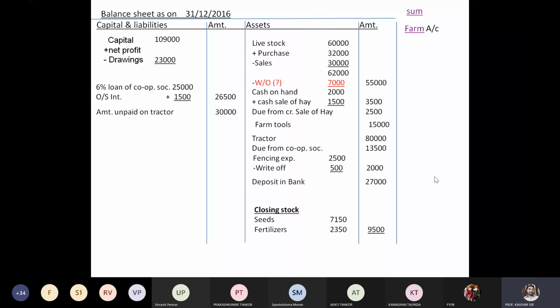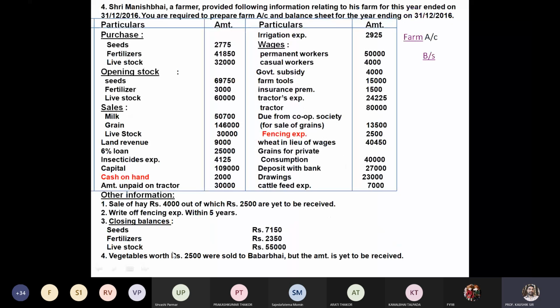Now go to the sum. Last adjustment. Vegetables worth 2,500 were sold to Babar Bhai, but the amount is yet to be received. બાબર ભાઈને 2500 નું શાકભાજી વેચવામાં આવ્યું છે, પણ હજુ પૈસા આપ્યા નથી. So first effect will be given as sales, credit side of the farm account. And the second effect will be given for the receivable income on the asset side of the balance sheet.